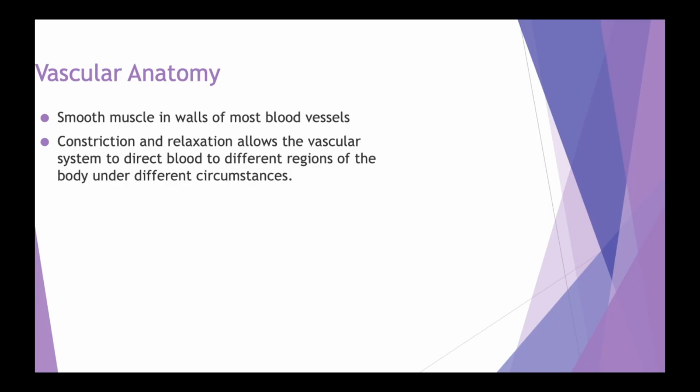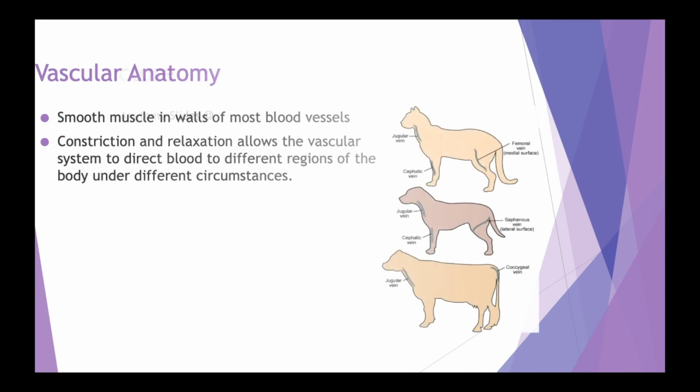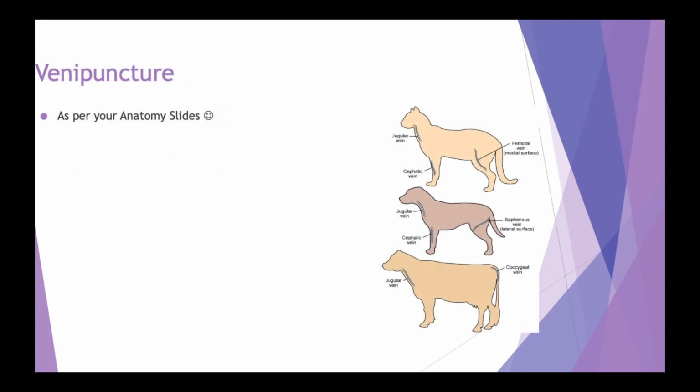Smooth muscles in the walls of most blood vessels exist, and that is the multi-unit smooth muscle for the most part. Constriction and relaxation allows the vascular system to direct blood to different regions of the body under different circumstances. It also has the opportunity to close down peripheral blood vessels, such as peripheral veins and capillaries, in times of shock to redirect or reroute that blood back up to the important organs: the brain, the heart, and the lungs. And then, of course, venipuncture as per your anatomy slides.